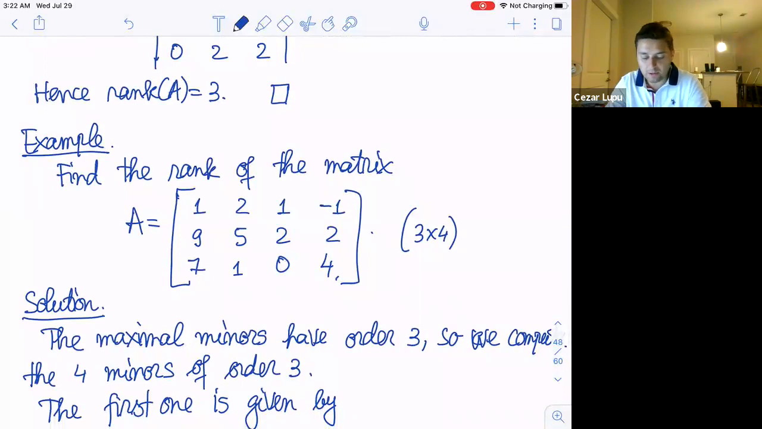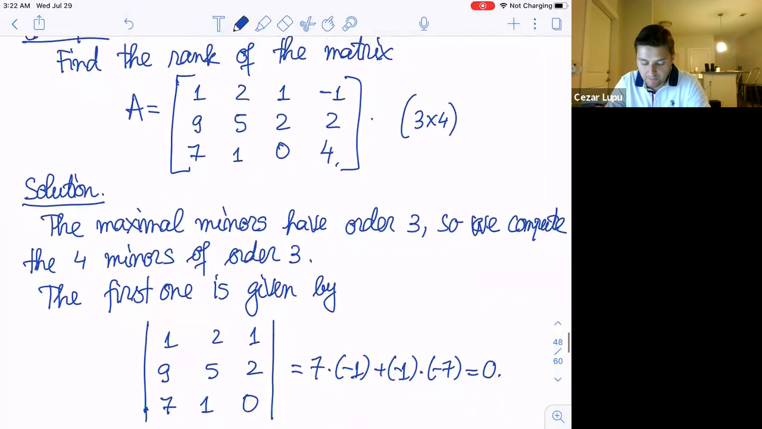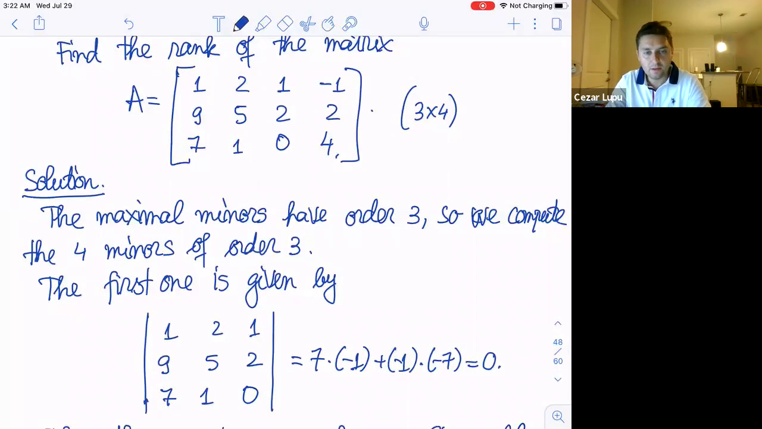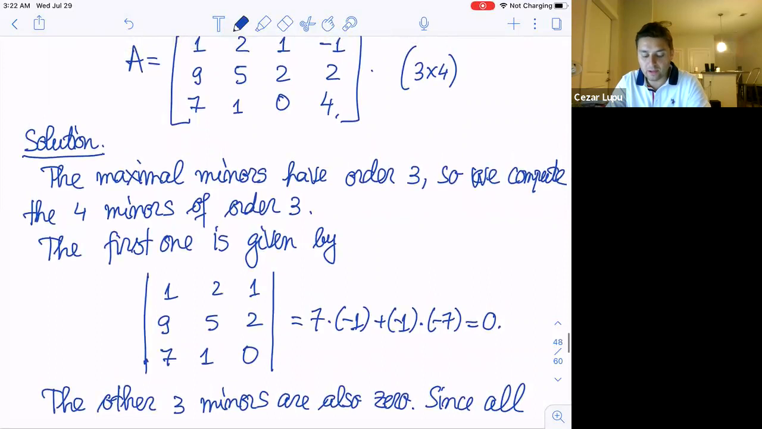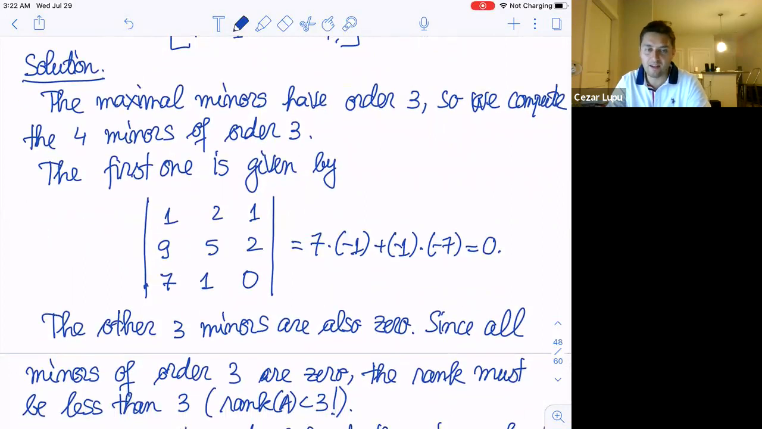So we have 4 minors of order 3. You can see them here. Let's look at the first one: 1, 2, 1. You see, I take the first 3 columns. And surprisingly, the determinant of this 3 by 3 minor is 0. Wow. And I will leave it to you as an exercise to show that the other 3 minors are also 0. Well, since all minors of order 3 are 0, then the rank must be strictly less than 3.